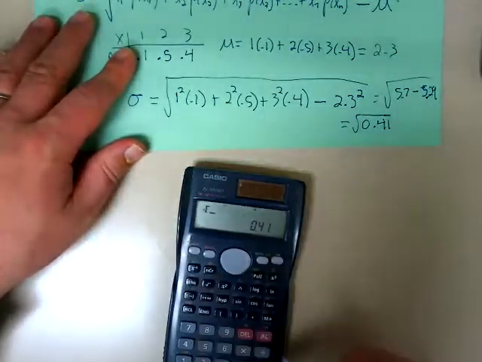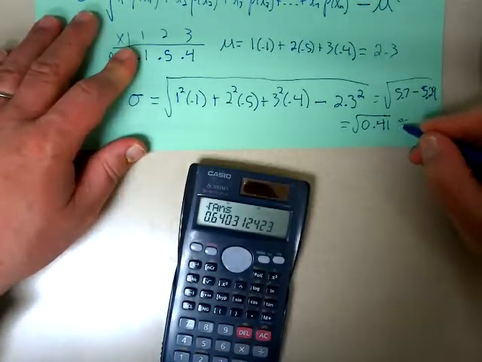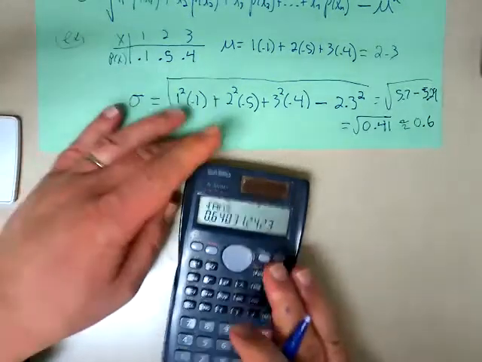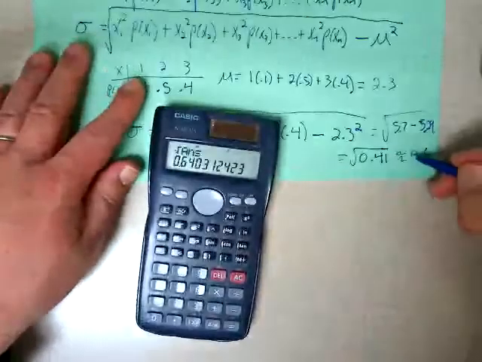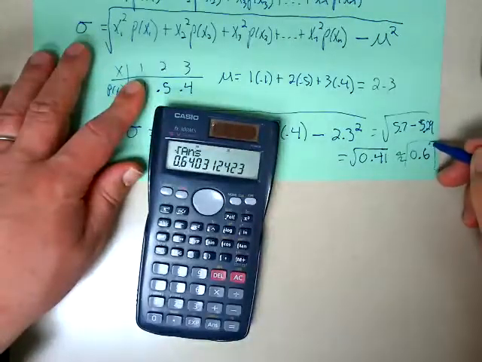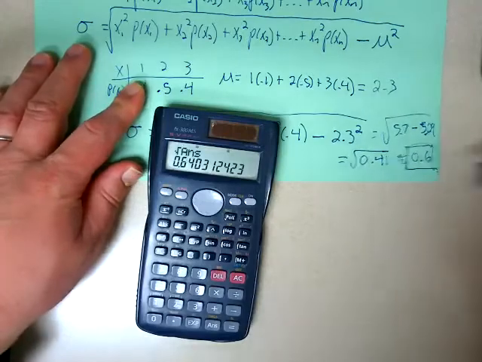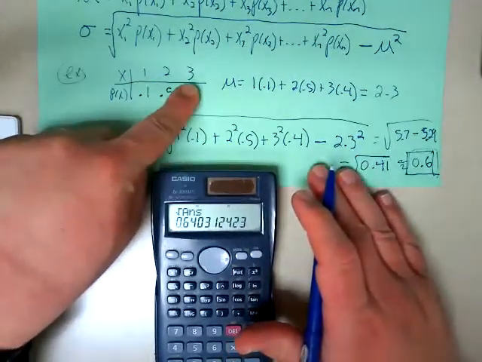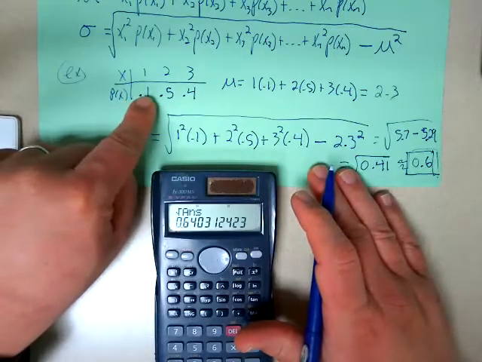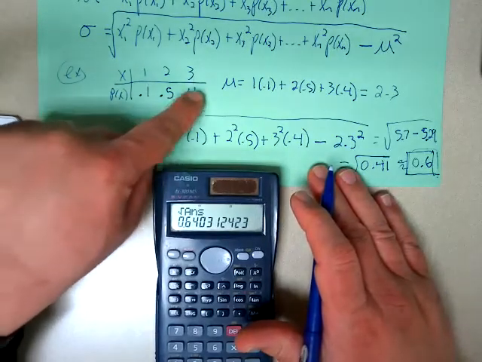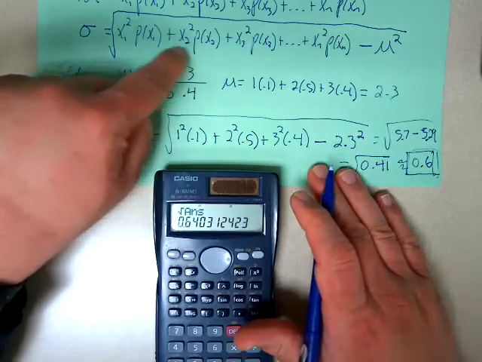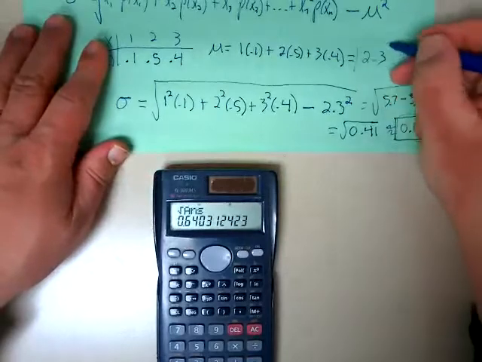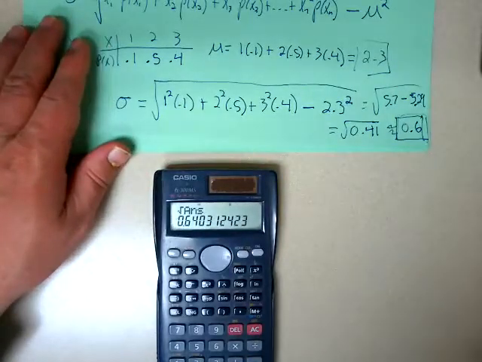And then I take the square root of that, and I get 0.6. I'm going to round to the tenths place on both of these. The reason for that is that the value of my variable here is to the ones place. So you don't look at the probabilities for the rounding rule. You look at the x values. Since these are to the ones place, these are rounded to the tenths place.